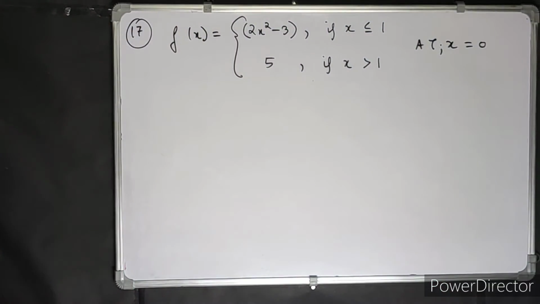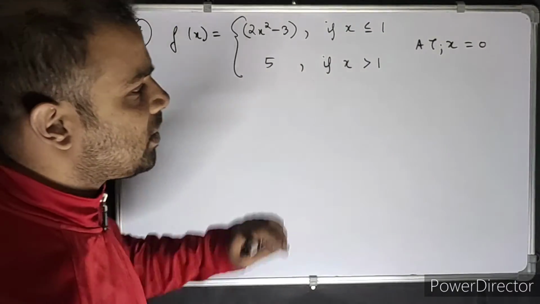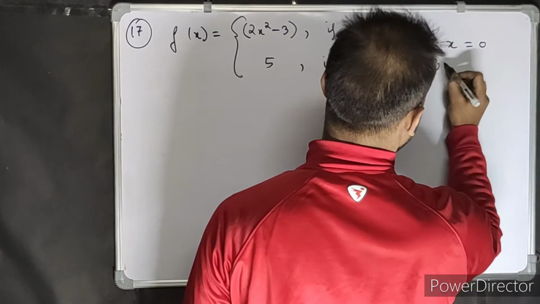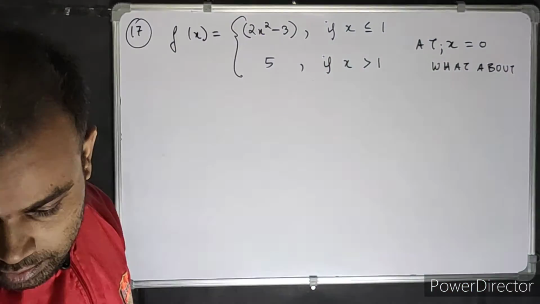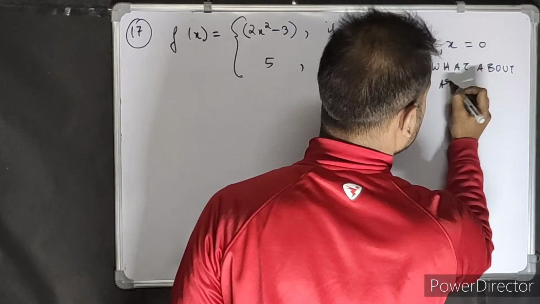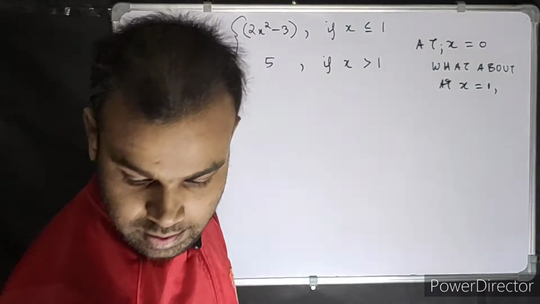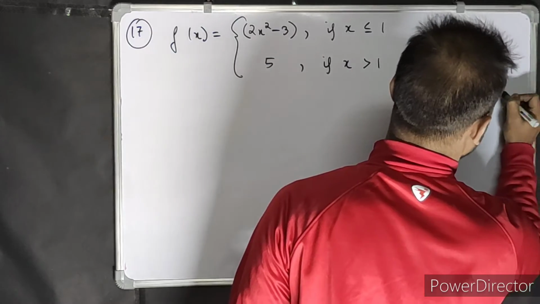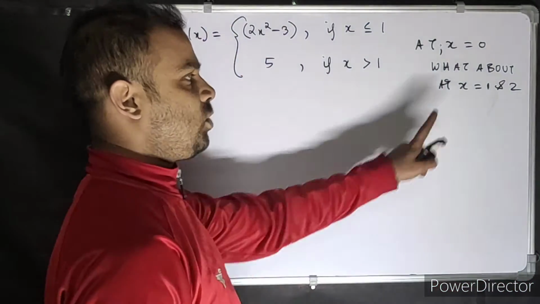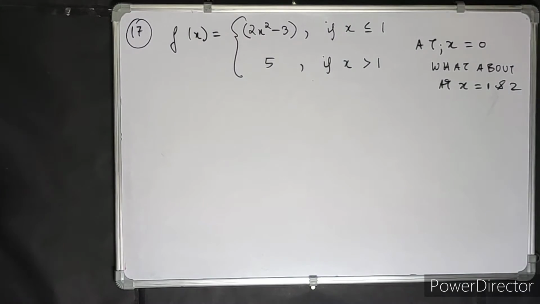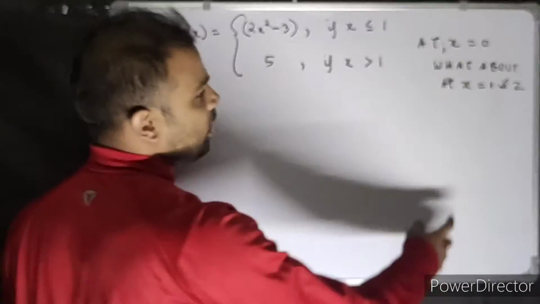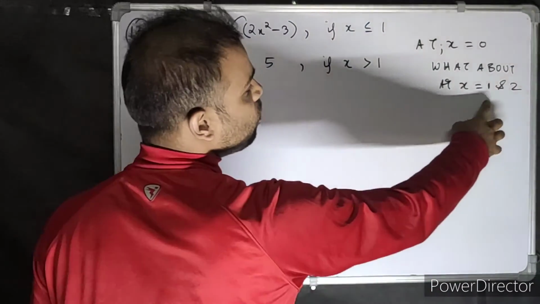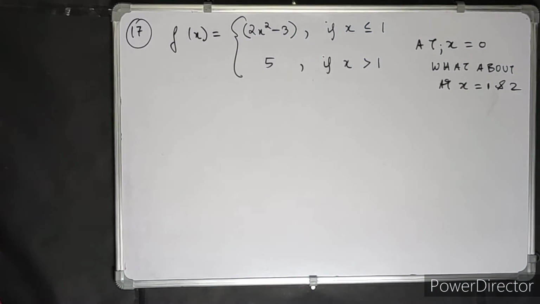You have to check whether this function is continuous at x equal to 0. Something different. Okay, not the number that is given over here. You have to check whether the function is continuous at x equal to 0. And they are also telling you what about at x equal to 1 and 2. First 1, then 2. So they are asking you to check whether the function is continuous at x equal to 0, and also what happens at x equal to 1 and 2. Is it continuous at x equal to 1 and 2?